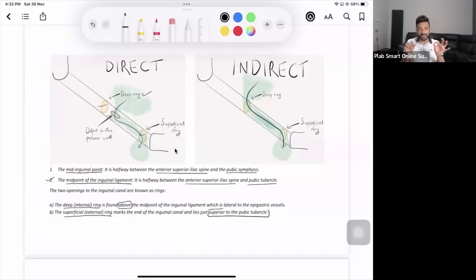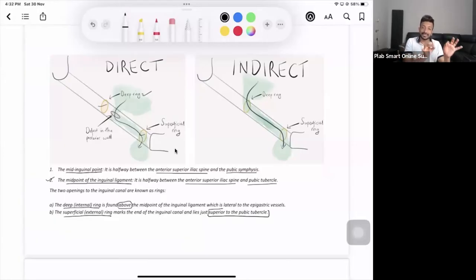What is the mid-inguinal point? It is halfway between the ASIS and the pubic symphysis, right? The testicular mannequin is there, and you can maybe teach on that. Sometimes, if they give you pen and paper, you can explain this on a piece of paper as well. The main thing we need to know is the midpoint of the inguinal ligament, between the ASIS and the pubic tubercle.